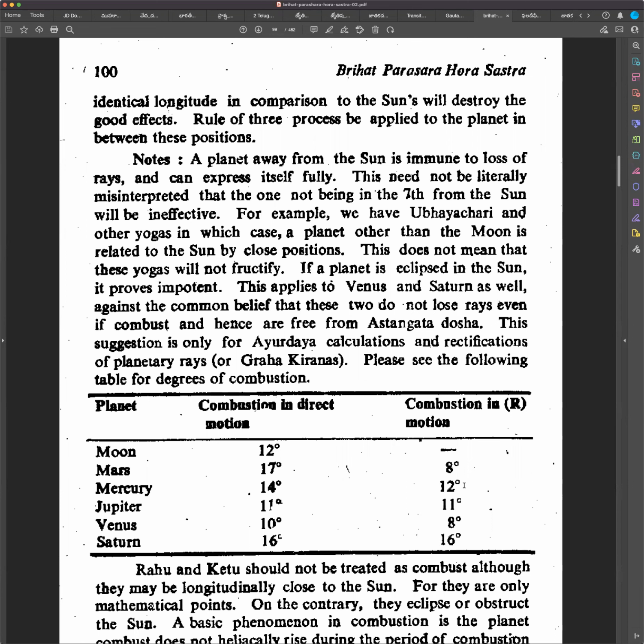From the Sun to this Mercury within 14 degrees means 0 to 14. Okay, 0 to 14. Because for retrogression, it is mentioned up to 12, right? Yes, when Mercury is in retrograde motion, then up to 12 degrees is taken as combustion. Okay, sir. My doubt is clear. Thank you.